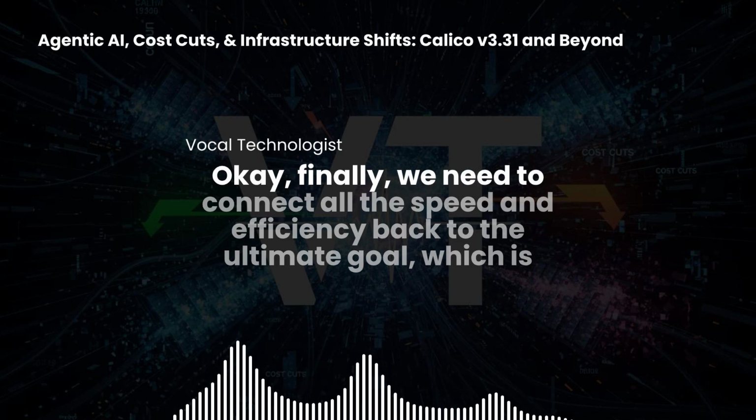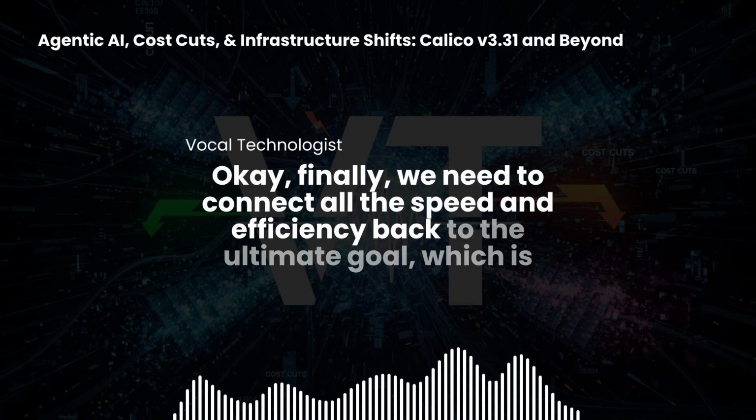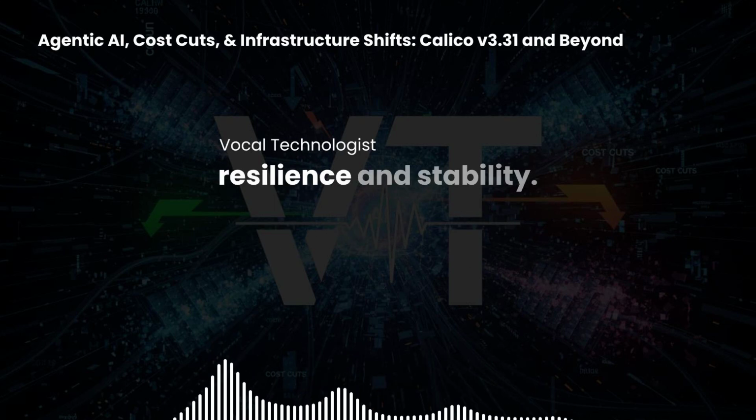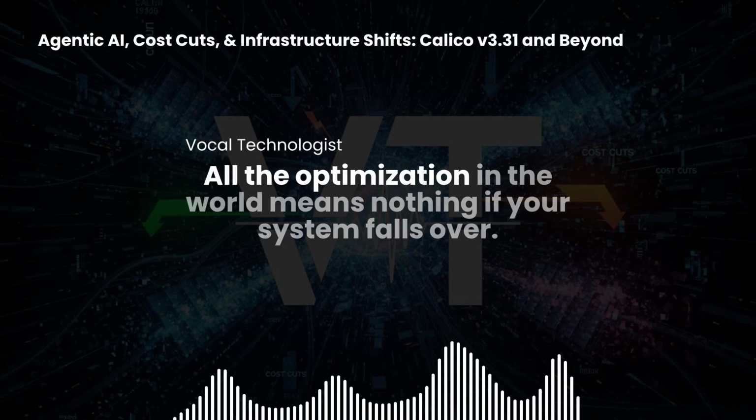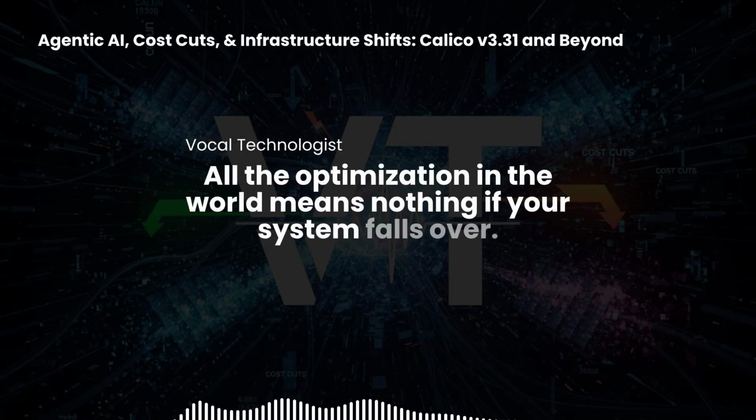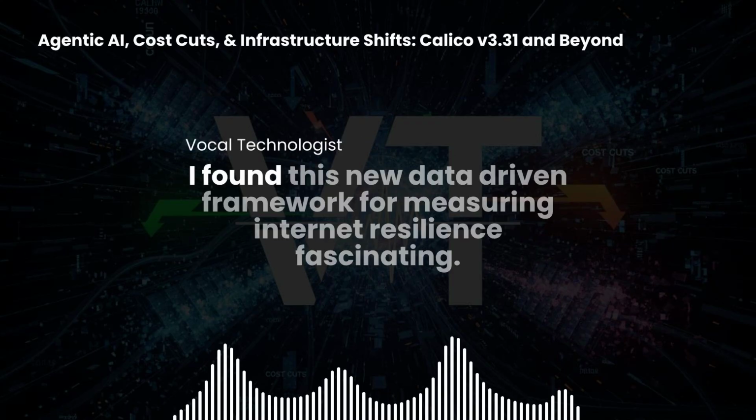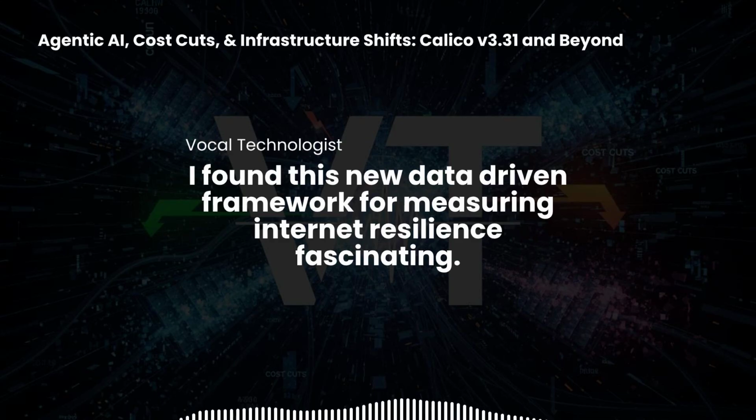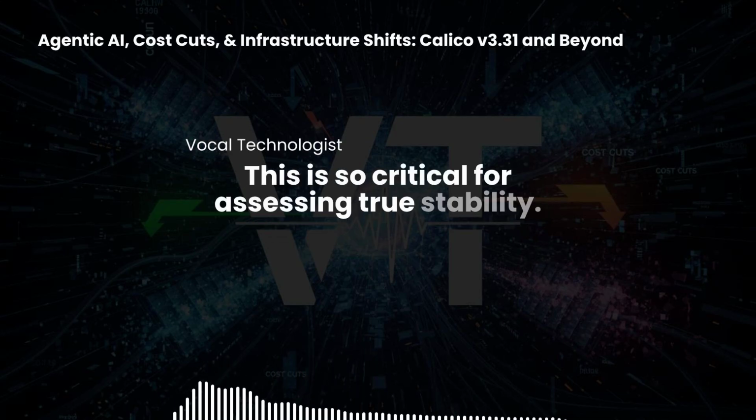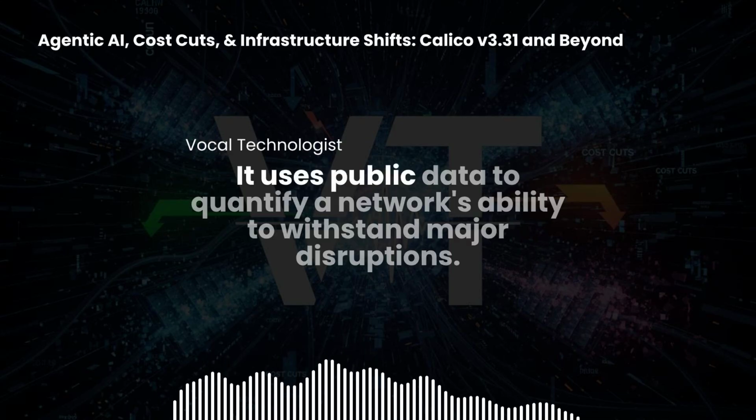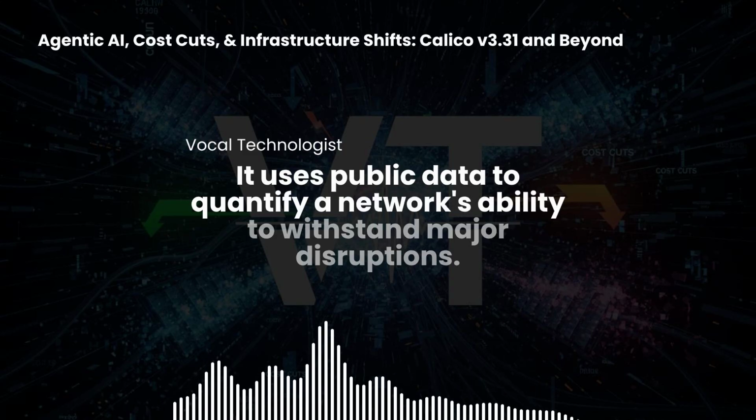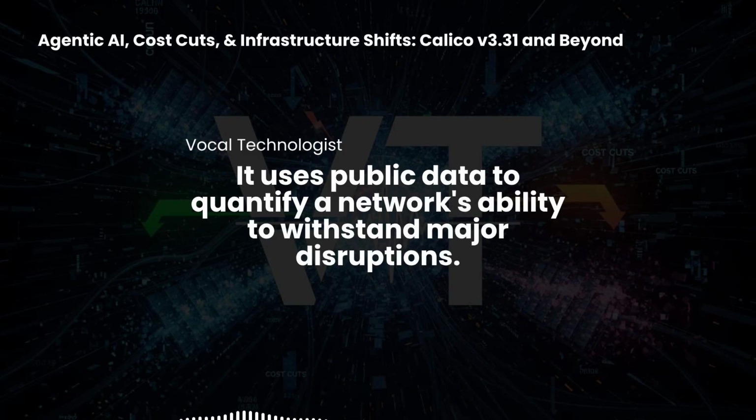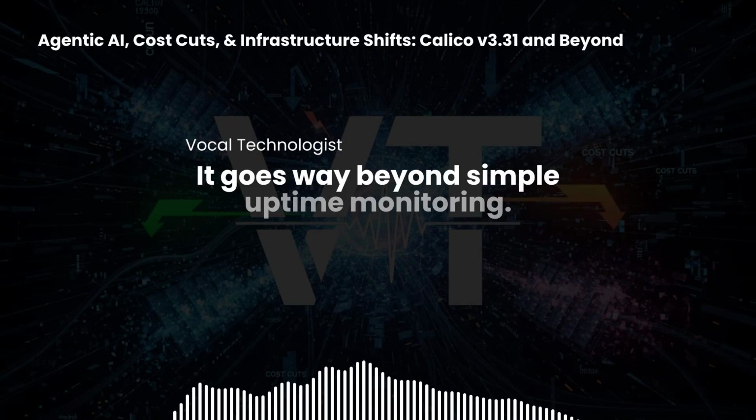Okay, finally, we need to connect all this speed and efficiency back to the ultimate goal, which is resilience and stability. All the optimization in the world means nothing if your system falls over. Very true. I found this new data-driven framework for measuring internet resilience fascinating. This is so critical for assessing true stability. It uses public data to quantify a network's ability to withstand major disruptions. It goes way beyond simple uptime monitoring.